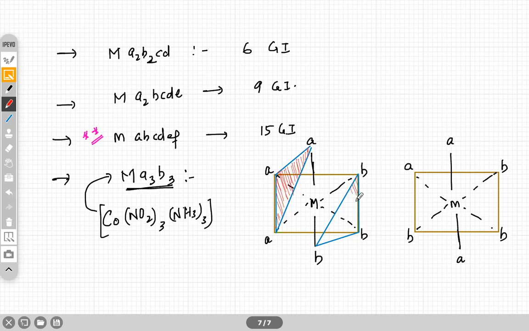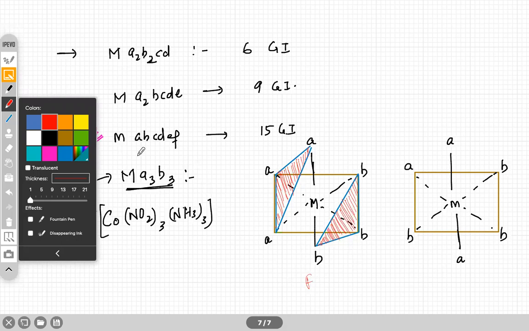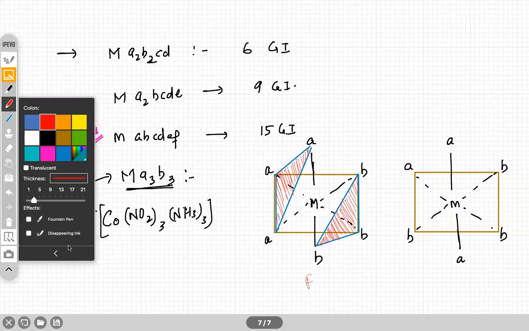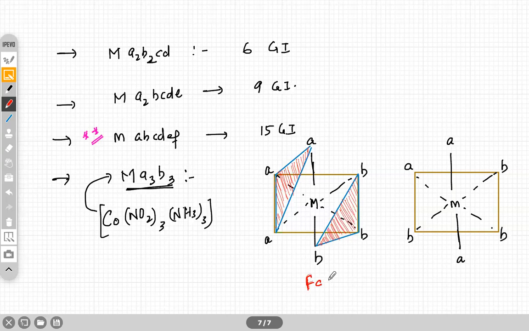This also looks like the face of a triangle. Right? This particular representation, we call it as facial isomer, and we call it as FAC.